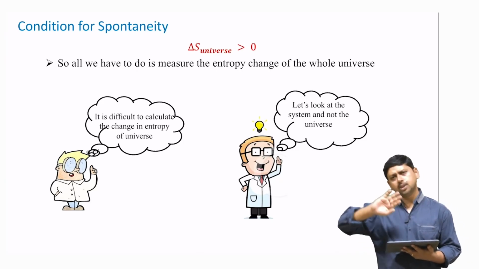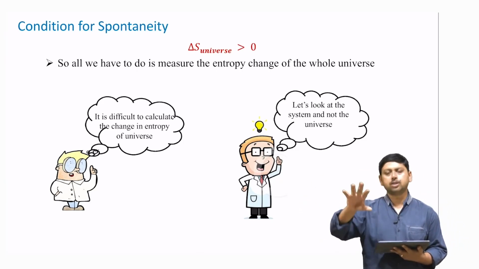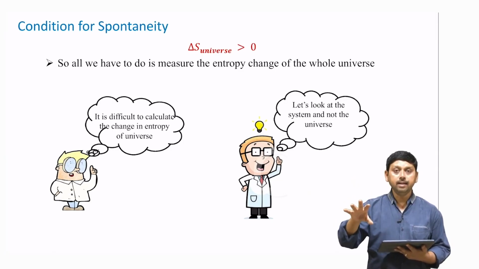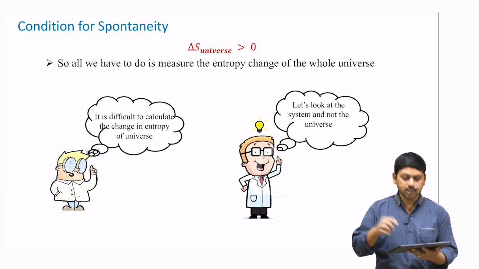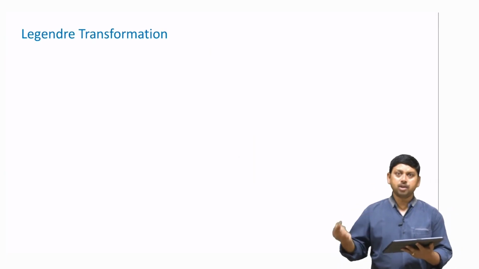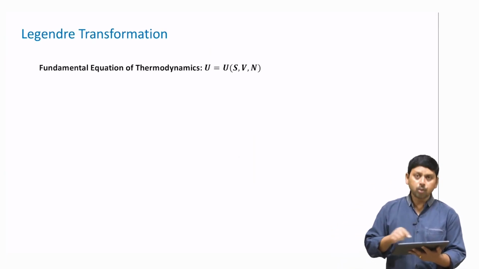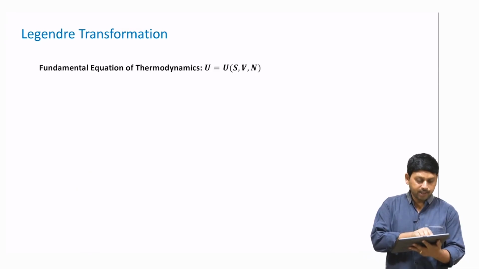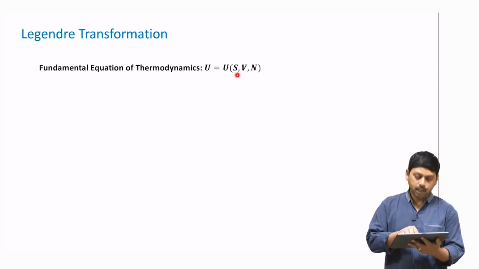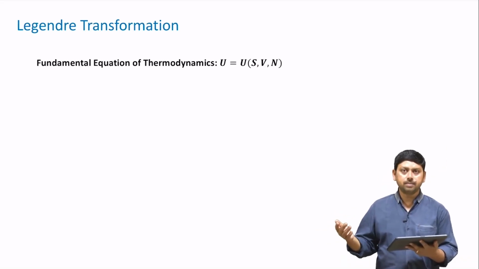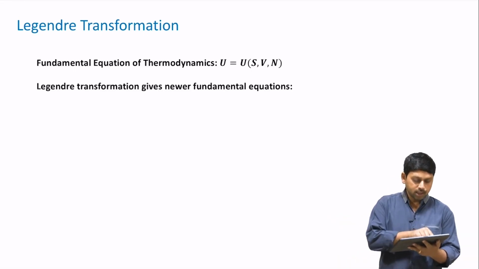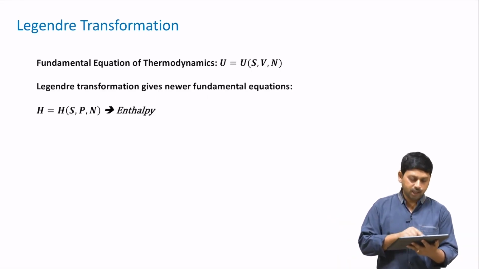However, let us say we do not look at the surroundings at all, we only focus on the system. If we do that, we have to look at some other property. I will review this a little bit; we understand it from something called the Legendre transformation. So, what is the Legendre transformation? We know that the fundamental equation of thermodynamics is U as a function of S, V and N, which gives us every piece of information. The Legendre transformation now gives newer fundamental equations.